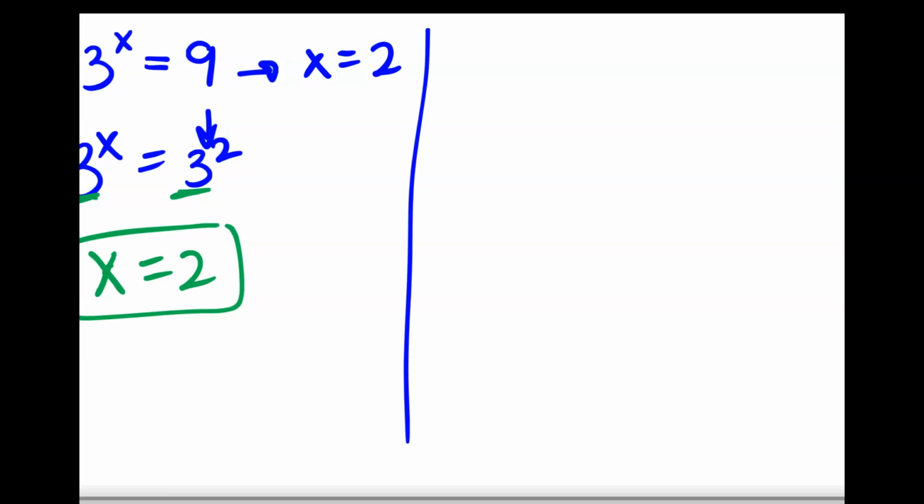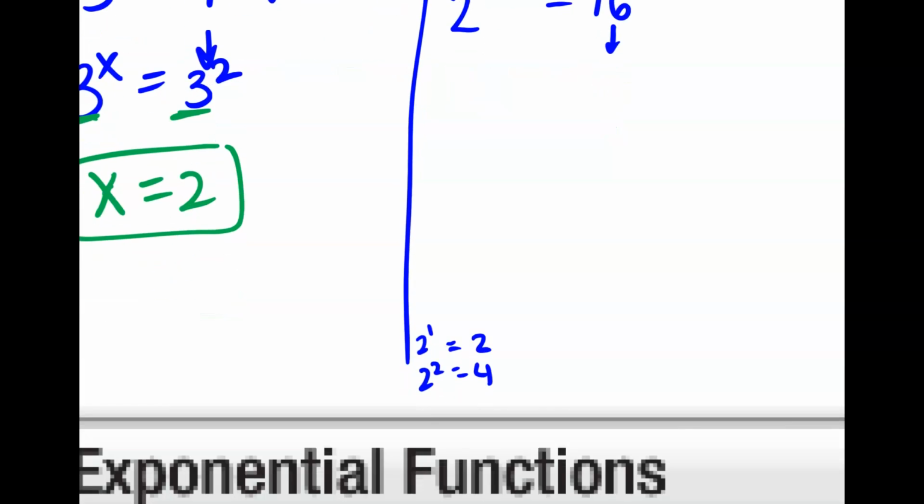I'm going to try the next one. Okay. Let's say I have 2 to the x plus 1 is equal to 16. I can rewrite 16 as 2 to some power, right? 2 to what power is 16? So 2 to the first is 2. 2 squared is 4, right? So every time we put an extra power, you just multiply by 2. 2 to the third, 8. 2 to the fourth, 16.